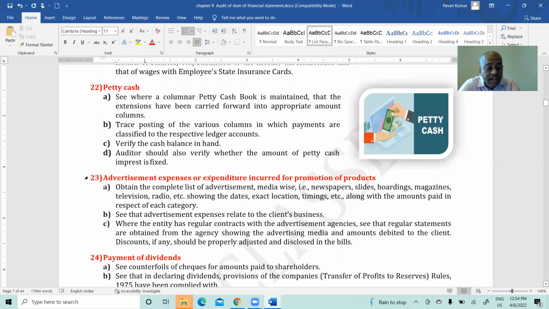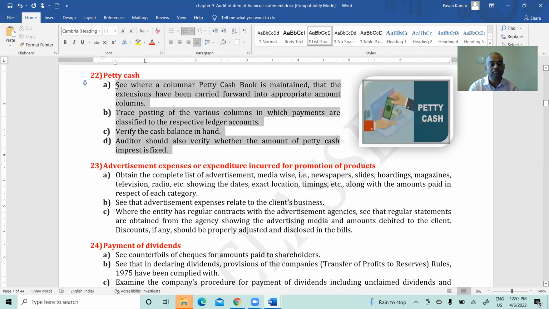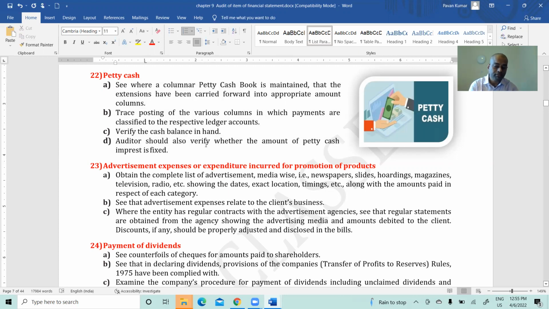Okay. So guys, read 22 and 23. Petty cash. See where a columnar petty cash book is maintained, that the extensions have been carried forward into appropriate amount columns. Trace posting of the various columns in which payments are classified to the respective ledger accounts. Verify the cash balance in hand. Auditor should also verify whether the amount of petty cash imprest is fixed. So guys, all of you understand these 4 points? Isn't it easy? If you want, you can write 1-2 more points also.